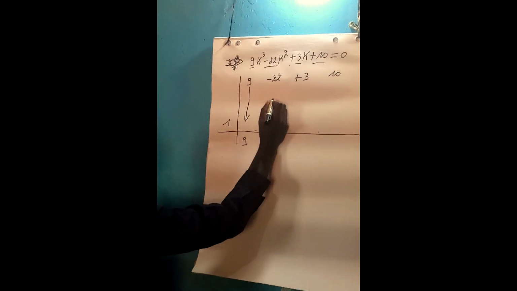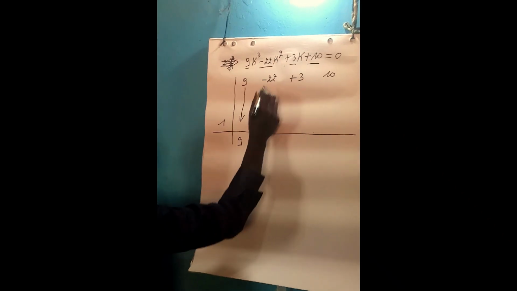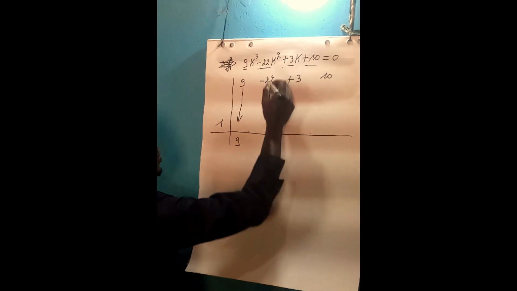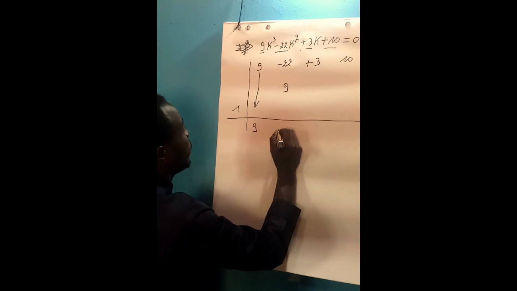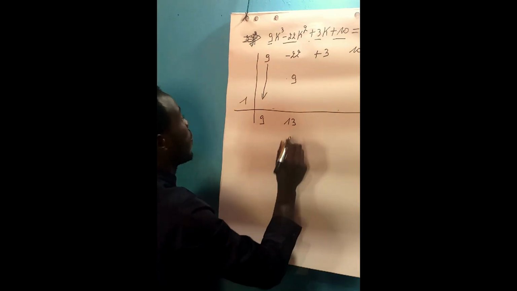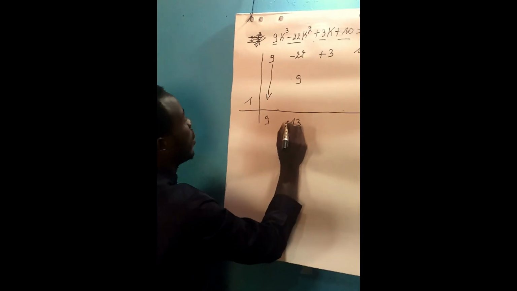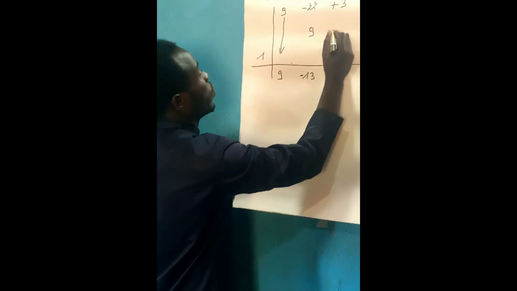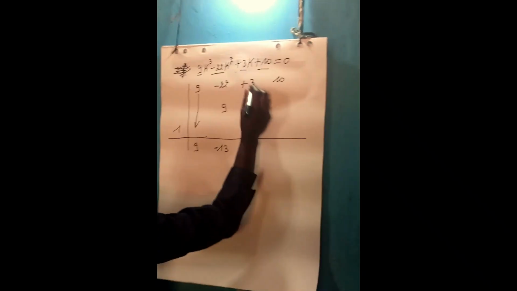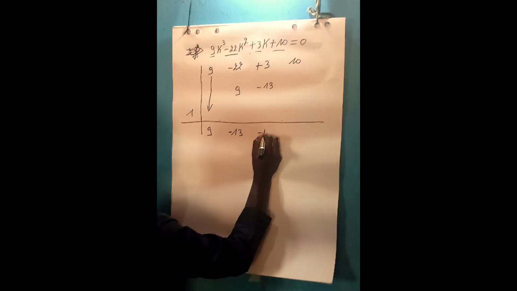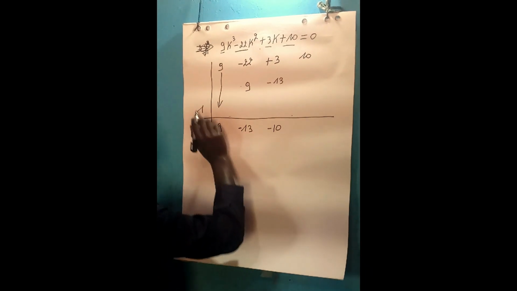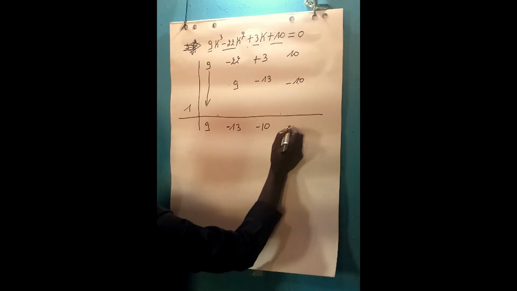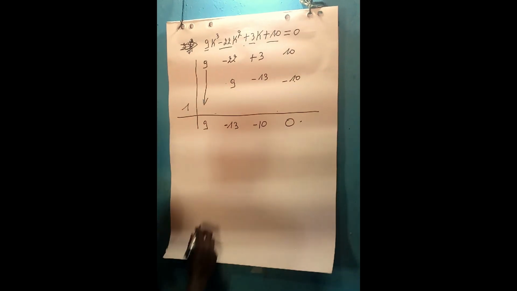9 times 1 is equal to 9. Make addition. Minus 22 plus 9 is equal to negative 13. Negative 13 times 1 is equal to negative 13. Make addition, is equal to negative 10. Then negative 10 times 1 is equal to negative 10. Make addition, is equal to 0.